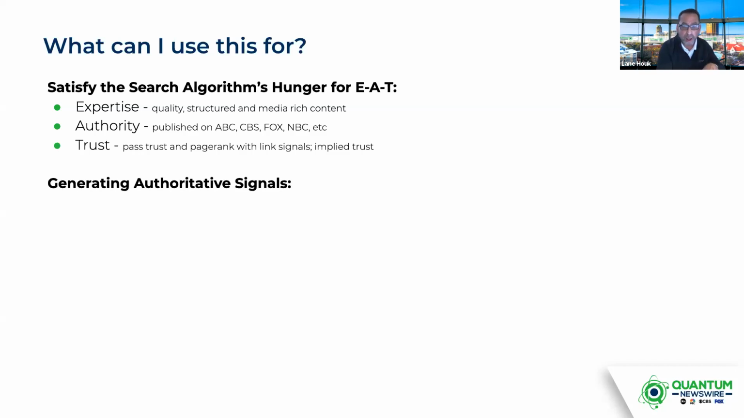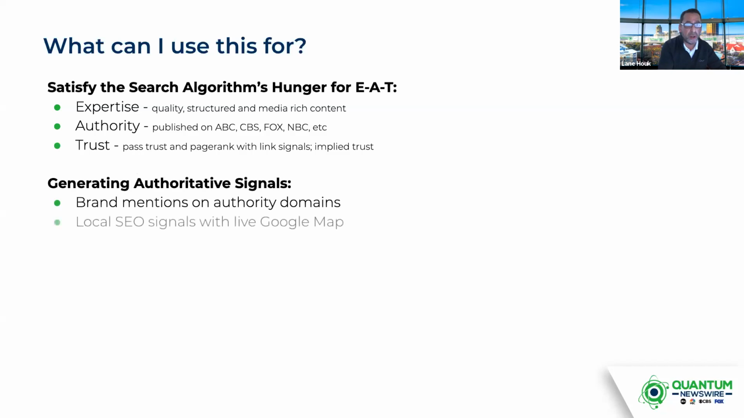The EAT profile of an entity, your clients, is part of the algorithm. There are specific signals that Google's algorithm is looking for that all support the EAT profile and help build it. You can also use Quantum Newswire and other tools to generate authoritative signals.